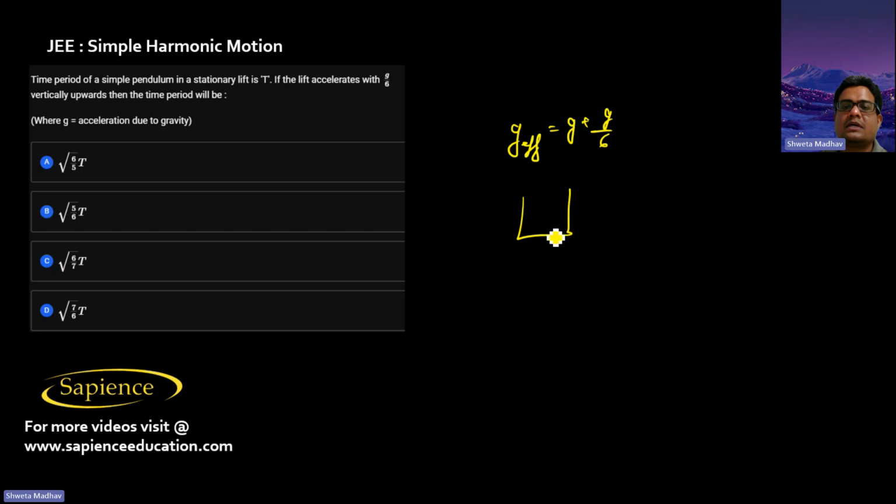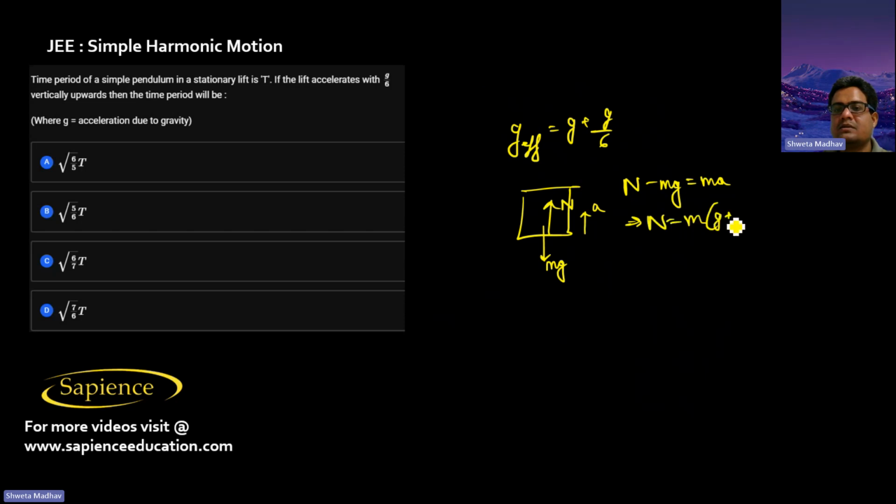Since when it is accelerating upwards, the normal reaction will increase. So I will say N minus mg is equal to ma. So N will be equal to m into (g plus a), and that is equal to m into g effective. So g effective is equal to g plus g by 6, that is 7g by 6.